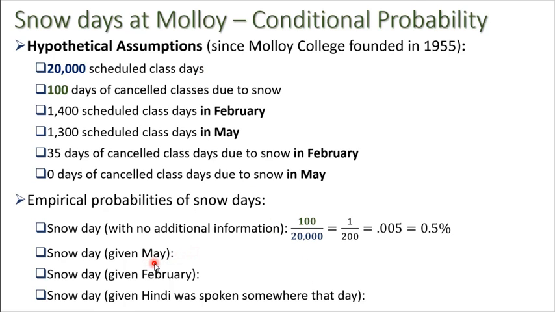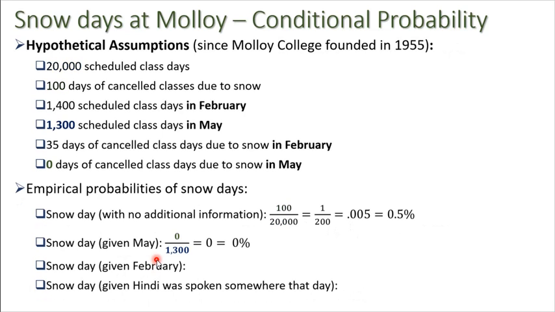Okay, so let's now actually consider conditional probability. So here we're giving the information that it's May, and we want to determine the conditional probability that it snows. Obviously if we're in May, we would expect the conditional probability of snow to be a lot less. In fact, we'd expect it to be close to zero. And that's exactly what we have here. We have 0 days canceled due to snow in May.